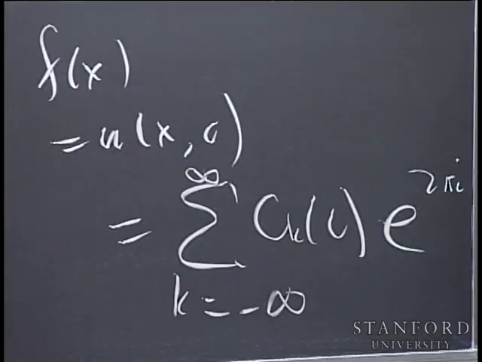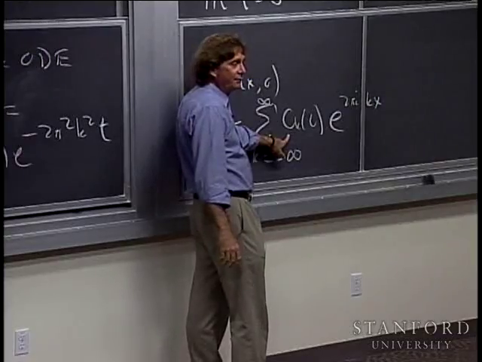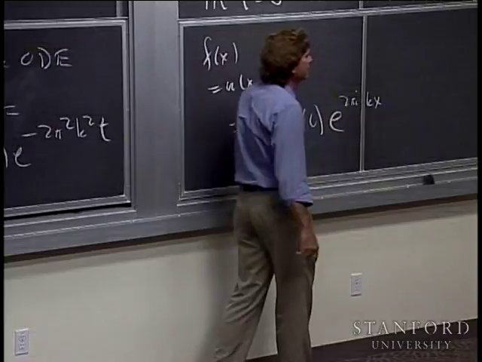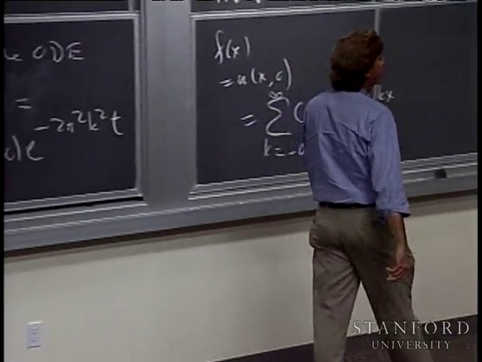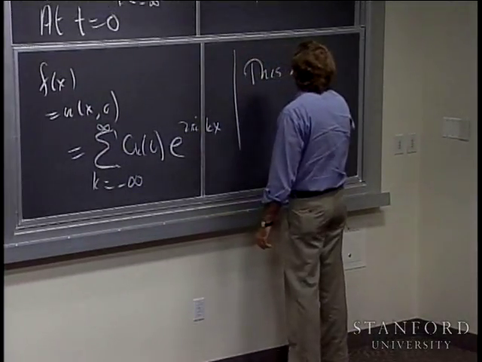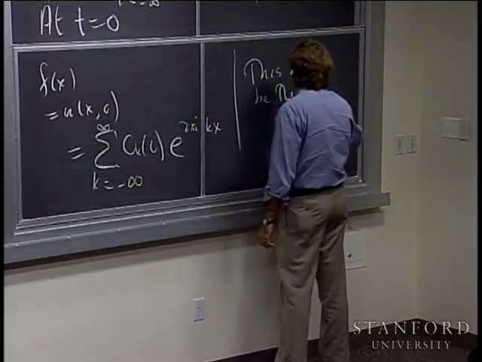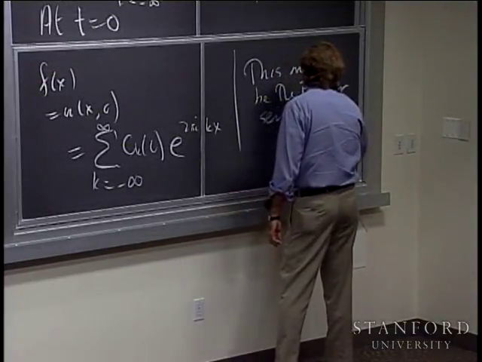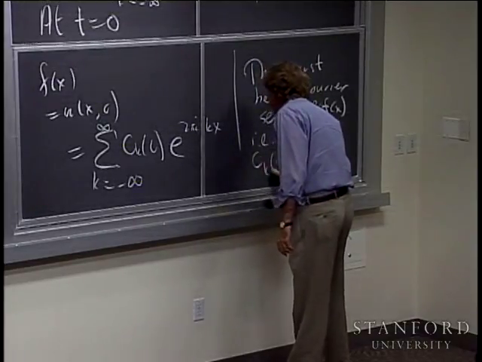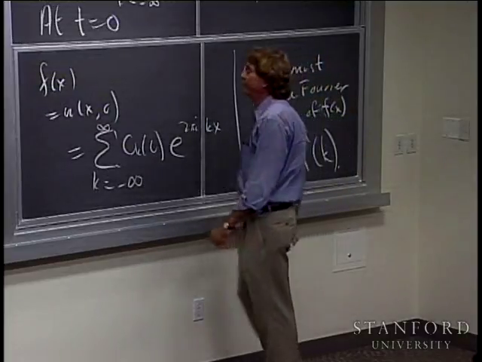Now, we have eyes if only we but see. What does this say? f is a periodic function. This is an expansion of f in terms of the harmonics, in terms of the building blocks, e to the 2 pi i k x. What are the coefficients c_k of t in terms of f? What is c_k of 0 in terms of f? It's the Fourier coefficient of f. All right? So this must be the Fourier series of f. That is to say, c_k of 0 is just the kth Fourier coefficient of f, f hat of k.